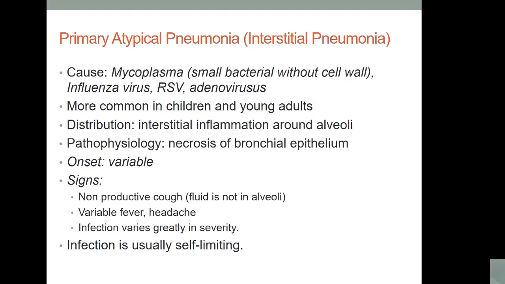The onset is variable, could be slow or rapid. Signs include a non-productive cough, and that's because there's no fluid in the alveoli, so you're not going to be coughing up stuff. There's a variable fever, headache. This infection can vary greatly between patients in severity, in part depending upon cause. And this infection is usually self-limiting.